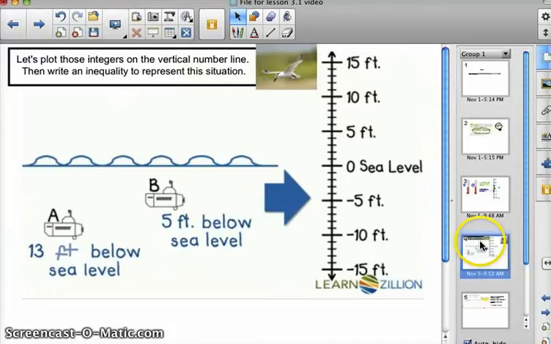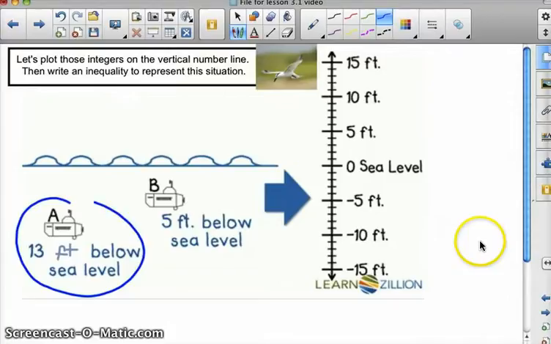Another one, if you look at this picture, we have a submarine. Okay, submarine A is 13 feet below sea level. So if sea level is right here, okay, 13 feet below sea level would be down here. Okay, it's -13 feet. 5 feet below sea level, submarine B, would be right here. If sea level is 0, it would be 5 feet below.